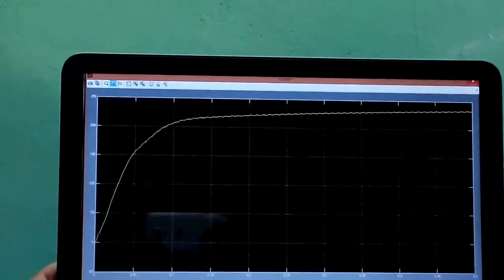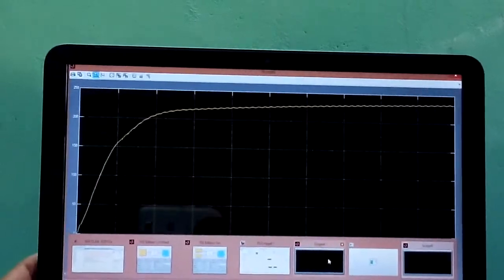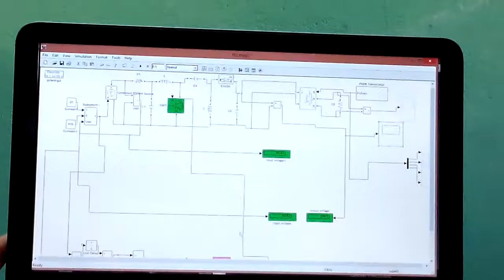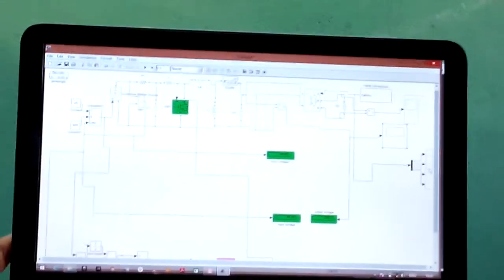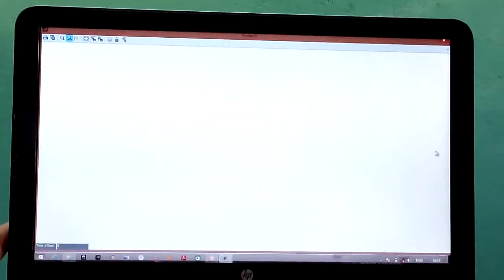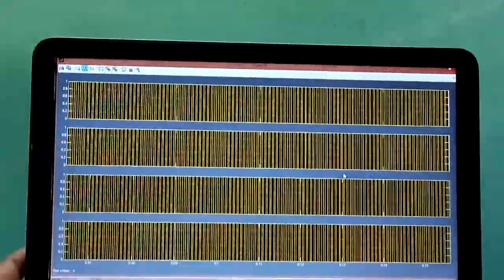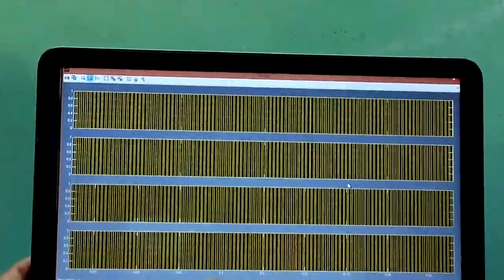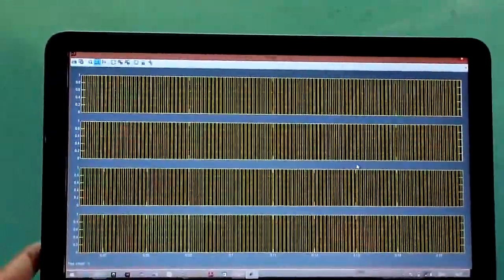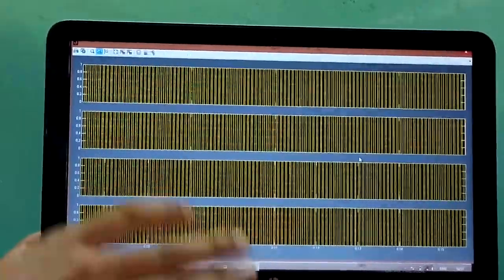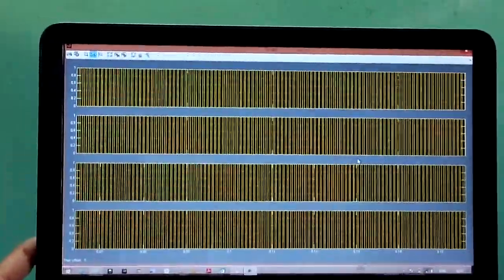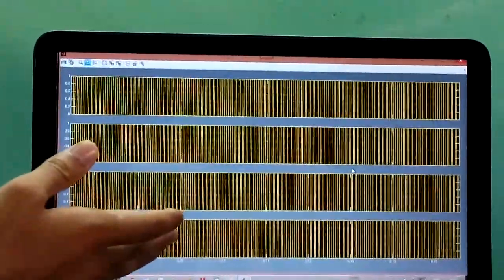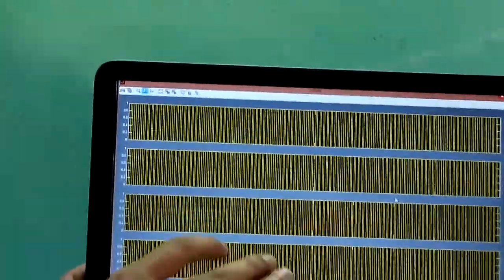Now I am going to show our PWM generator output. This scope will show the output of the PWM generator. This is our PWM generator output. That's all. This is my simulation part, and we have seen all the outputs. After this, I am going to talk about our hardware kit.